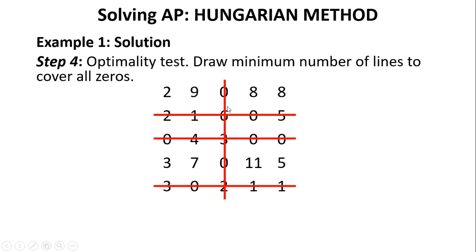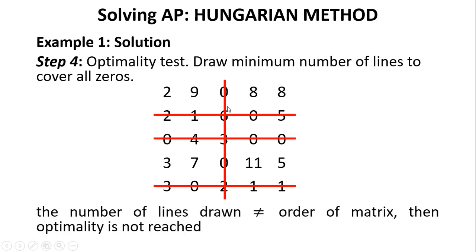So we need to improve this solution. We say that the number of lines drawn to cover up the zeros is not equal to the order of the matrix, and then the optimality is not reached. We are going to improve this solution. How are we going to improve the solution?